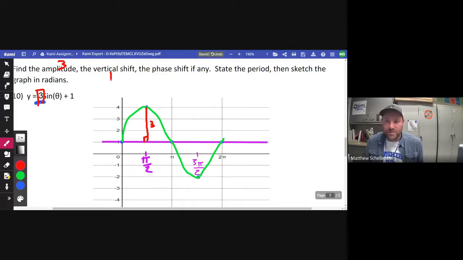So the amplitude is 3. The vertical shift was 1. There was no phase shift because there was nothing next to the theta inside the parentheses. And in radians, there was also no change. There was no coefficient to the theta, so there was no period change. In case you're wondering, if you have a coefficient to the theta, I would call that the b value, and you would take 2 pi over b, and that would give you the period. But it didn't come up in this one, so we lucked out. But just so you know, for the test, that's how it would go.